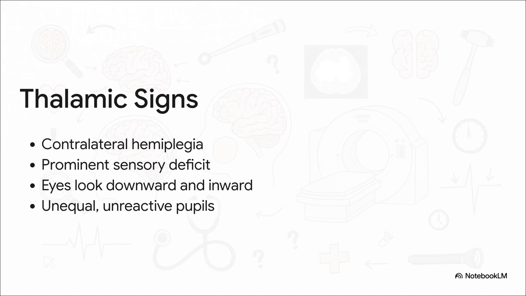The real differentiator, though, is that thalamic bleeds uniquely disrupt ocular motility. They force the eyes downward and inward. It literally looks like the patient is staring at their own nose. You'll also catch unequal pupils that just don't react to light, and sometimes a skew deviation where one eye sits lower and more medial than the other.